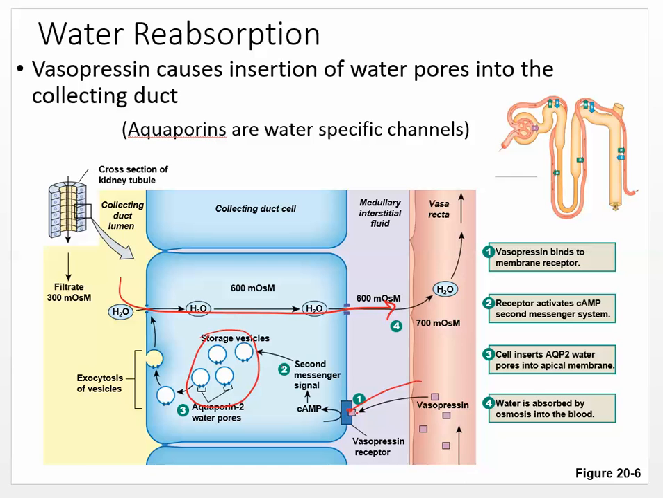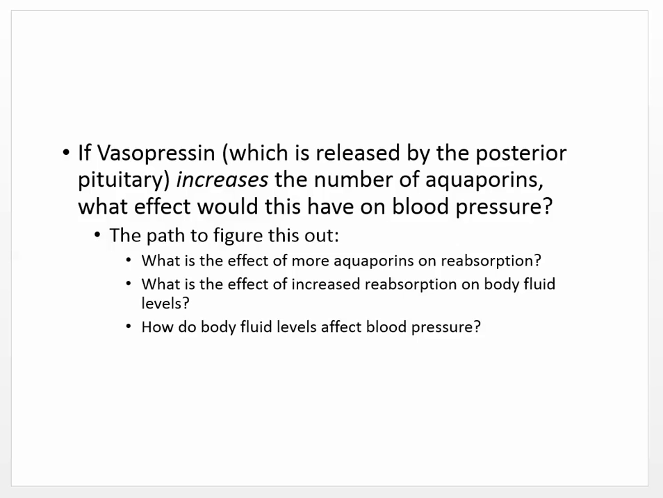So there are a lot of drugs that will block this. Okay, they'll block that process, which means that the water can't leave, which means the water goes out as urine. Okay, so more urine production, more water leaves the body, lower blood pressure. Okay, so that's what this question is asking. If vasopressin, which as I mentioned is released by the posterior pituitary, increases the number of aquaporins, what effect would this have on blood pressure?